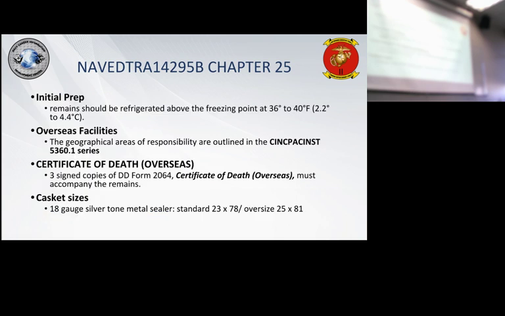The initial prep. Remains should be refrigerated above the freezing point, 36 to 40 degrees. Overseas, it's outlined in this instruction. And I have seen where the certificate of death is 3 signed copies of the DD form. The certificate of death overseas must accompany the remains. The casket is 18 gauge, silver tone metal sealer, the standard is 23 by 78, and they have an oversize. Next.